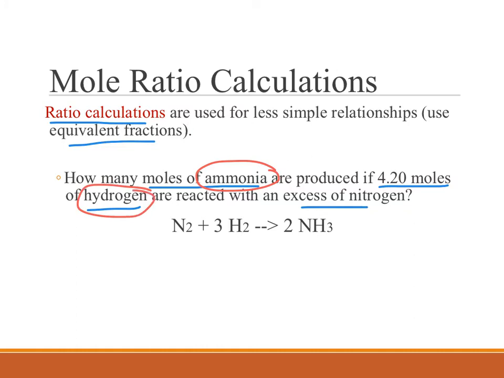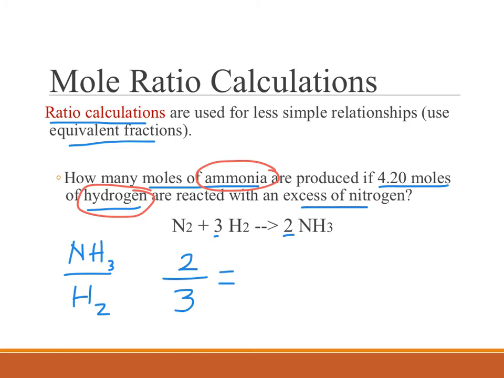The way that I recommend doing this is over to the side. Make yourself a little fraction that shows the two things you're going to compare. So we have ammonia, NH3, and we have hydrogen, H2. This is just a reminder of how I'm going to set up my equivalent fractions. Then the next step is you go to your balanced equation and see what the ratio is. For ammonia, the original number is 2, and for hydrogen, the original number is 3. So that's our first fraction in the mole ratio calculation.